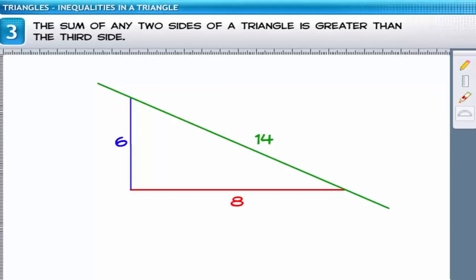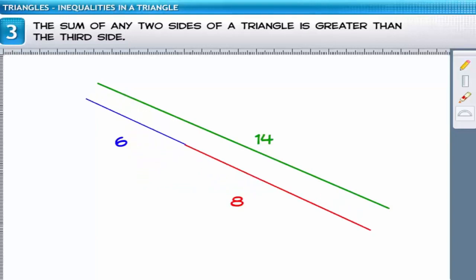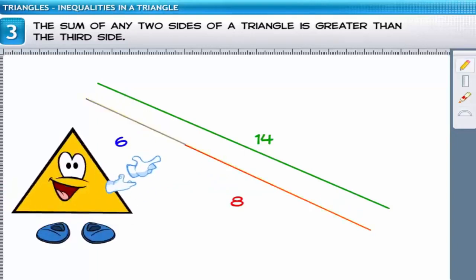Let's see why. On comparing, we find that the sum of the two sides is equal to the third side. We cannot construct a triangle with such measurements. Similarly, we cannot construct a triangle if the sum of the two sides is less than the third side.